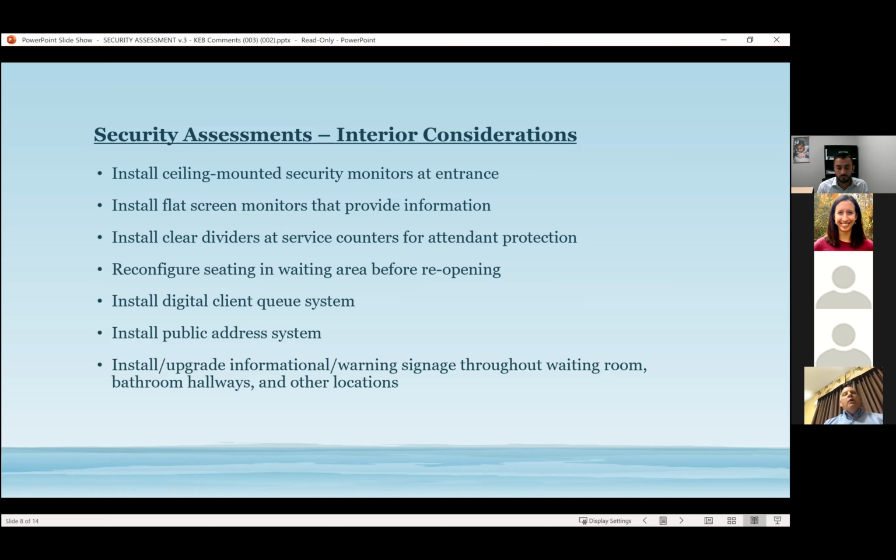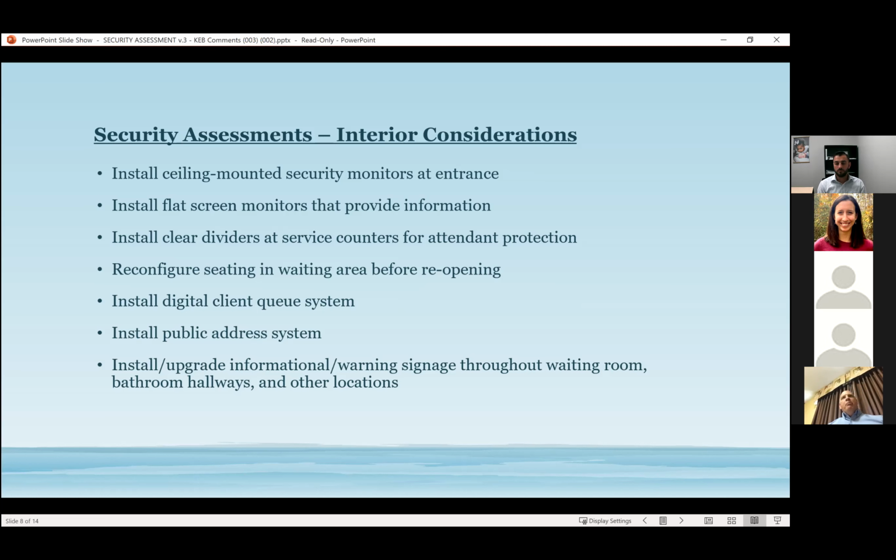Another thing, as I walked through a whole bunch of the facilities, I was able to see, and not only because of COVID, obviously I would like everyone to install clear dividers at the service counters if they haven't already done so. But even after COVID is done, a clear divider, as it's mounted and put in between our client and our organization's staff, provides a barrier.